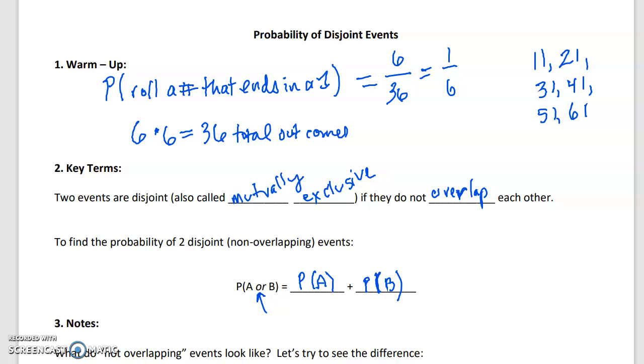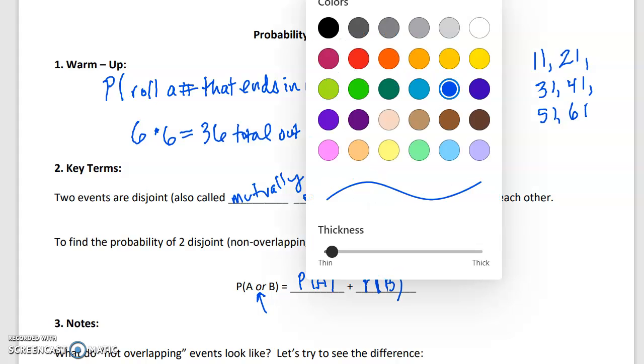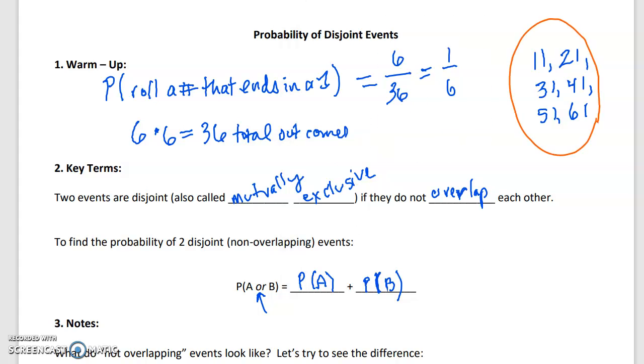So what does non-overlapping events look like? Let's take a look at what we had in our warm-up. Let's say I was thinking of rolling a number that ends in a 1 or rolling an odd. Okay, rolling a number that ends in a 1 or rolling an odd. Well, those would be overlapping because if we look, all of the numbers that end in a 1 are odd. So those events overlap because when we think about the 2 things that we're taking the probability of, there are some things they have in common.